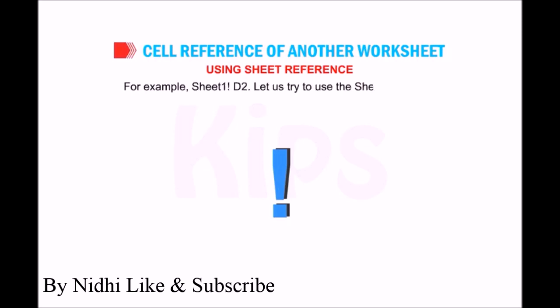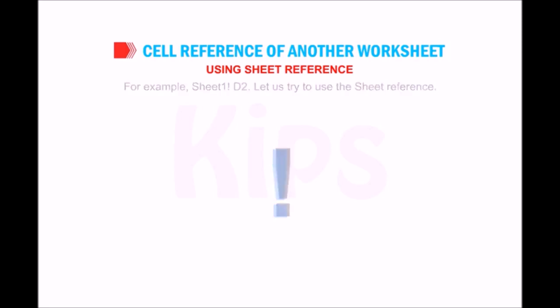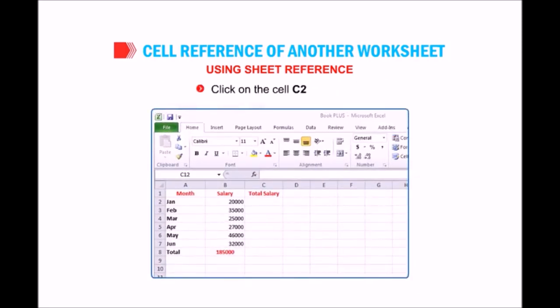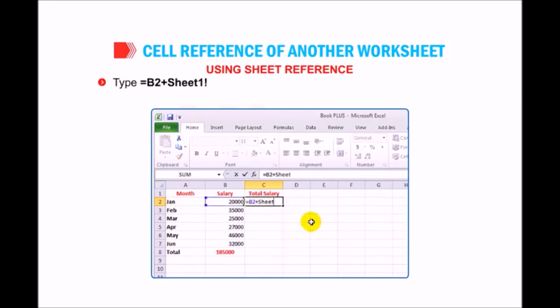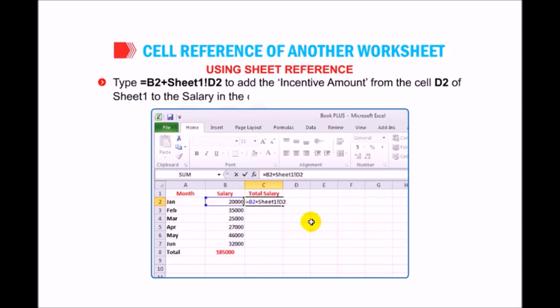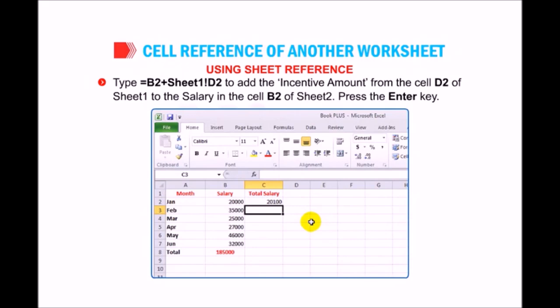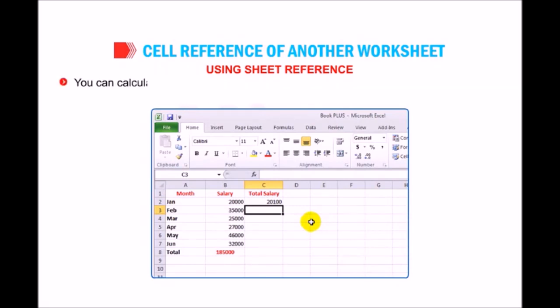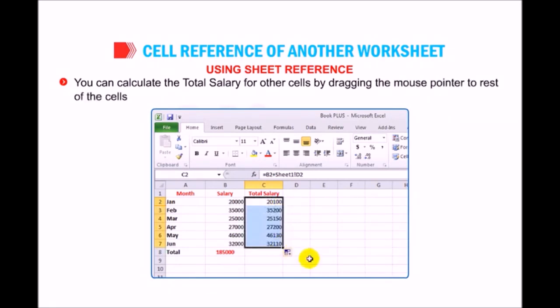Let us try to use the sheet reference. Click on the cell C2 of Sheet 2. Type equal to B2 plus Sheet1!D2. To add the incentive amount from the cell D2 of Sheet 1 to the salary in the cell B2 of Sheet 2, press the Enter key. You can calculate the total salary for other cells by dragging the mouse pointer to the rest of the cells when the pointer changes to a copy pointer symbol.